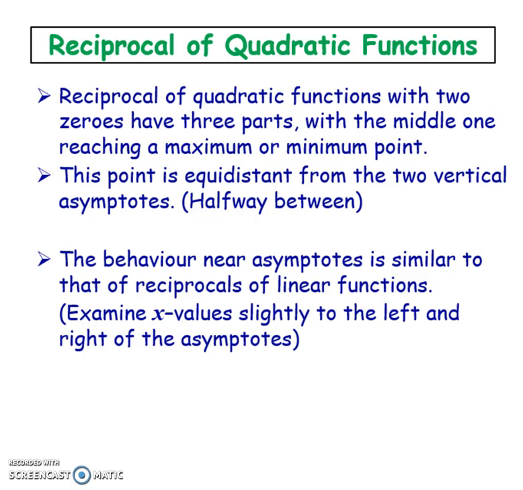Okay, so before we get into that, I do want to note that if you have any reciprocal functions of quadratics and you have two zeros or two x-intercepts, the graph itself will look like three different parts: a left-hand side, a right-hand side, and a middle part. That middle part has something that looks like a parabola inside, so you might get a max or min point inside the middle of this graph. That parabola is usually equidistant, or in other words, halfway between the two vertical asymptotes.